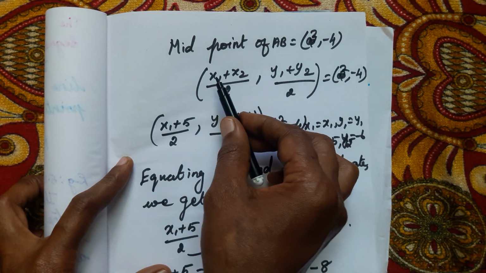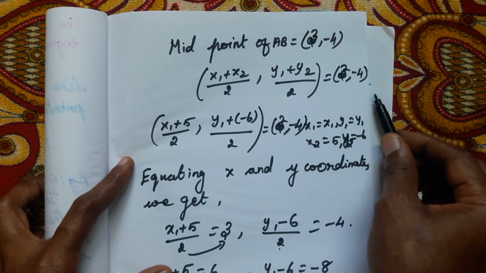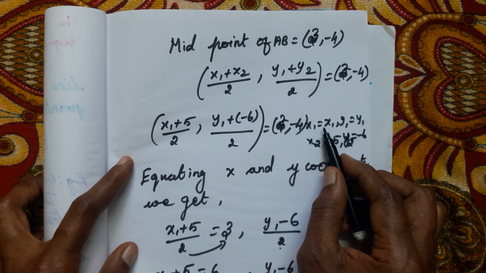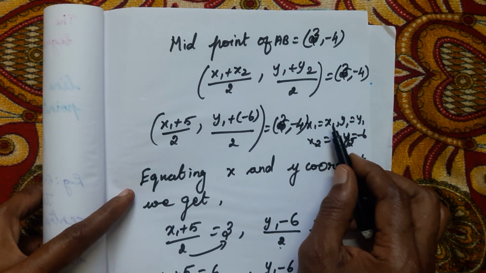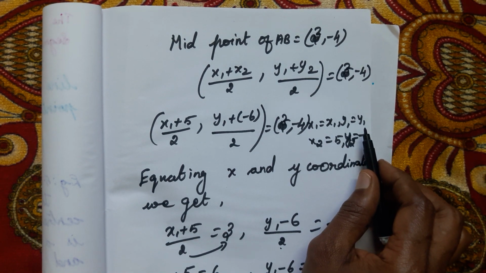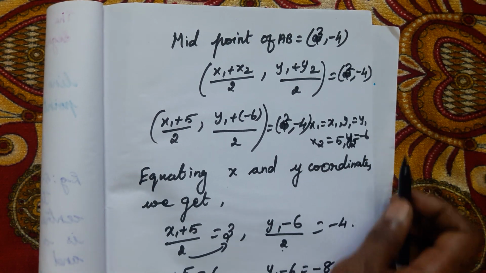Next, midpoint formula: x1 plus x2 by 2 comma y1 plus y2 by 2 is equal to 3 comma minus 4. Here x1 in place of x1 only. The A point we have taken is x1 comma y1. So x1 in place of x1, y1 in place of y1. Next, x2 in place is 5, y2 in place is minus 6.